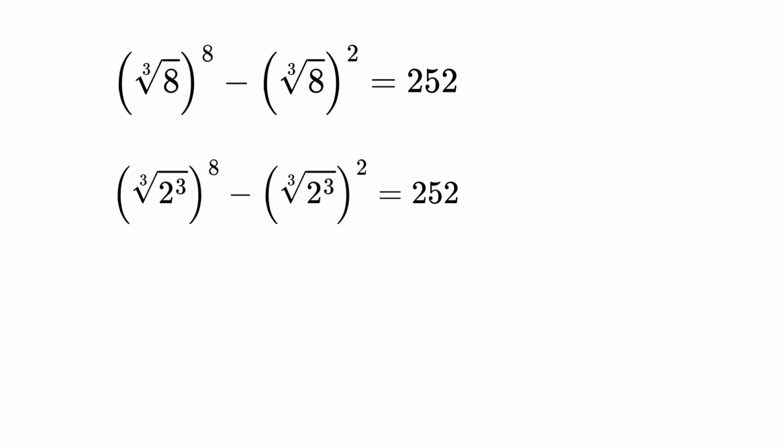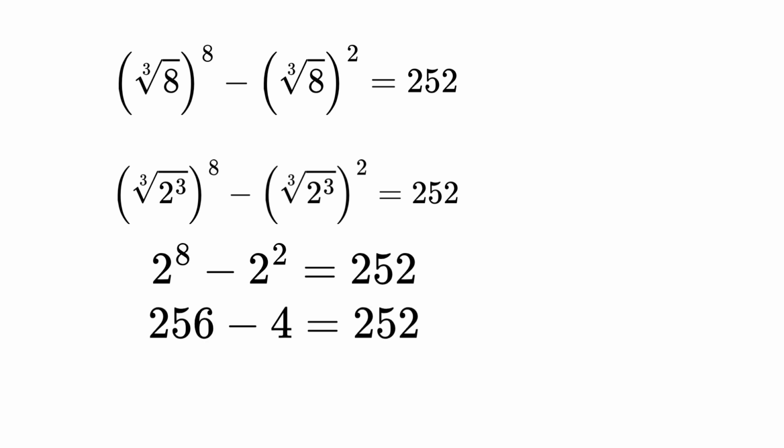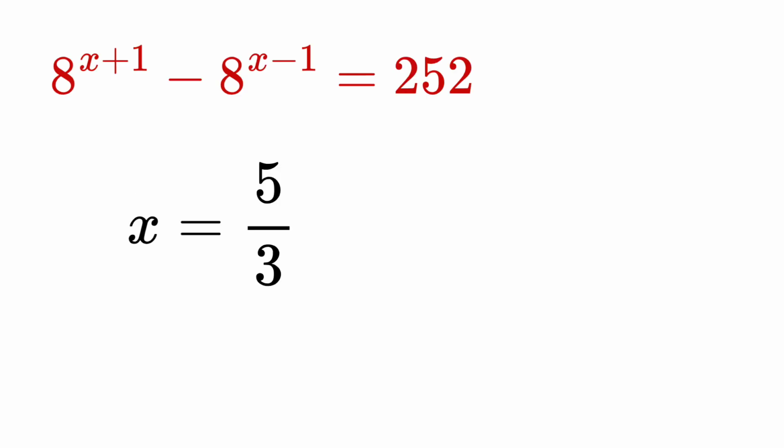8 we can write as 2^3. So we get 2^8 minus 2^2 is equal to 252. So we get 256 minus 4 is equal to 252. Then 252 is equal to 252. So we got the LHS equal to RHS. So the final answer is 5/3.